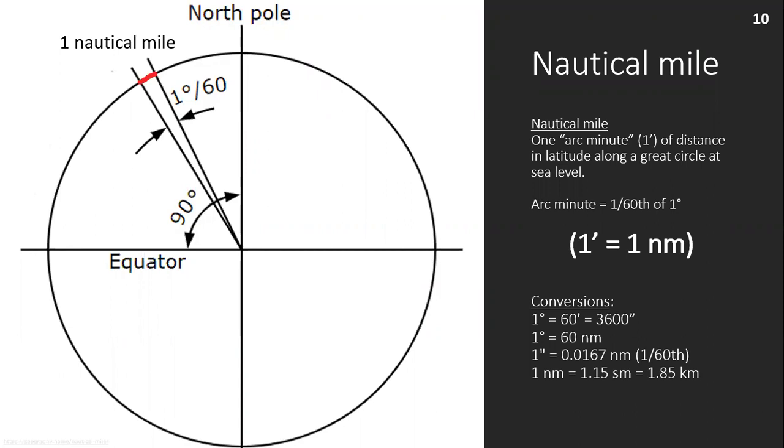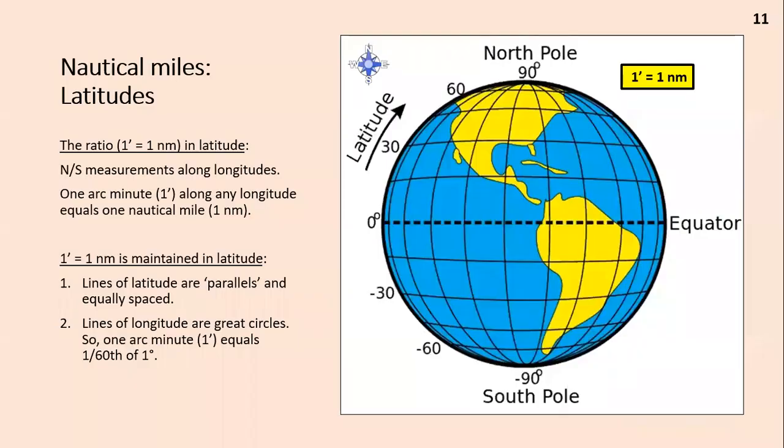Furthermore, based on the relationship between degrees, minutes, and seconds, the following conversions are true wherever the 1-to-1 ratio exists. 1 degree equals 60 minutes, which equals 3,600 seconds; 1 degree equals 60 nautical miles; 1 second equals 0.0167 nautical miles, or 1/60th; and 1 nautical mile equals 1.15 statute, or standard, miles, which equals 1.85 kilometers. Next, we will discuss this 1-to-1 ratio in more detail and how it relates differently to lines of latitude compared to lines of longitude.